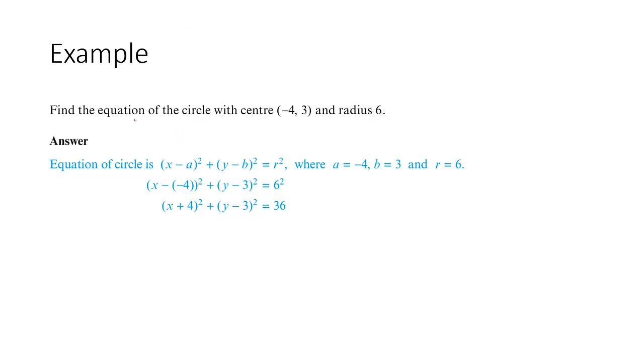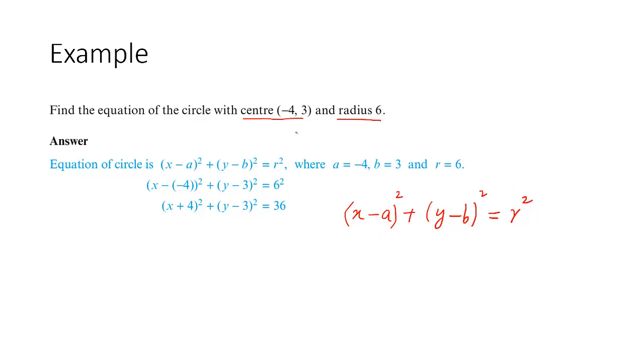Now here in this example, in the last example, the equation of the circle was given and we had to find the center and radius. But in this question, the center is given and the radius is given. Now we have to find the equation of the circle, and we know that the equation of the circle in completed square form is like this: (x minus a) whole square plus (y minus b) whole square is equal to r square. You should remember this equation.